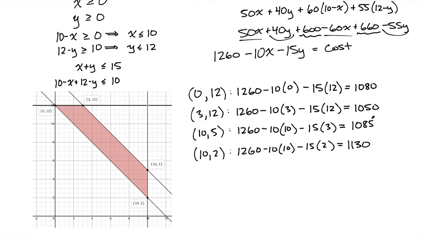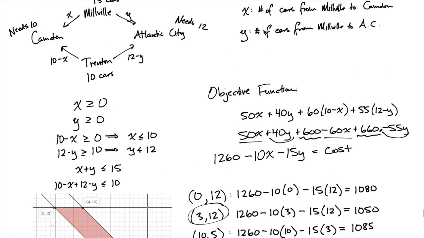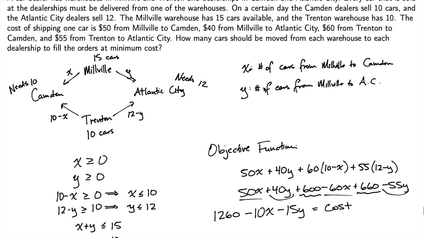And now just looking through these different costs, we see that the lowest cost was right here at (3, 12). And so that's the x and the y. And so what this tells us, if we go back and look again at what x and y meant, that means we'd have 3 going from Millville to Camden and 12 going from Millville to Atlantic City, and then 7 from Trenton to Camden, and none from Trenton to Atlantic City.